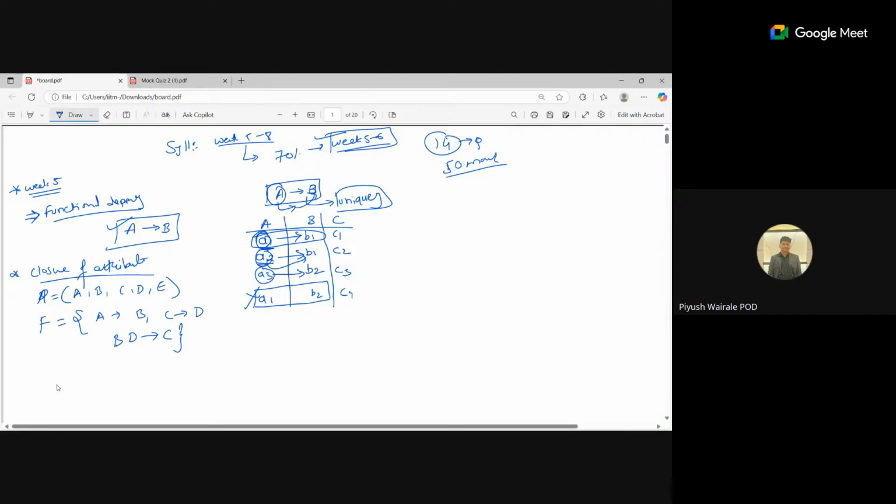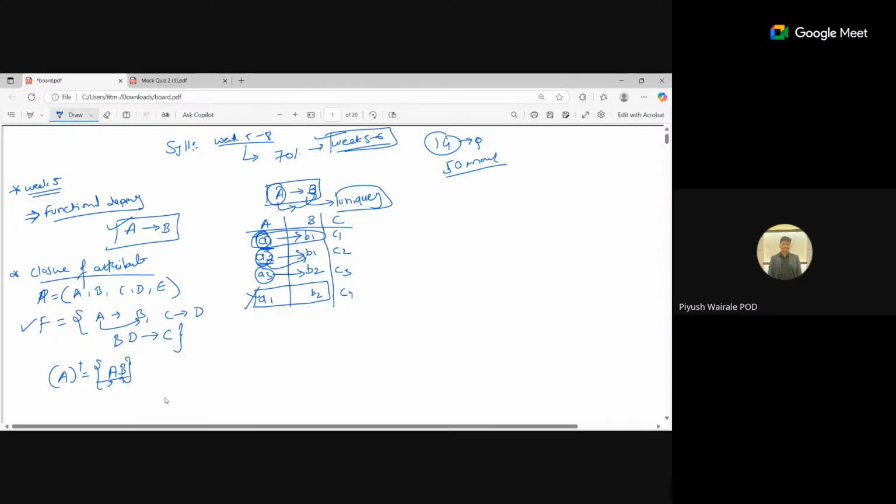Now, if I want to find the closure of A, what will be the closure of A? First, A will itself determine A, and from A you have to check the functional dependency set to see which attribute we can determine. From A we can determine B, so I will add B here. Now we have to check whether from A or from B we can determine something here. No, sir. So the closure of A will be AB only. That's it, right?